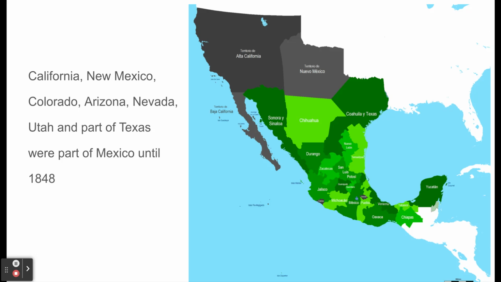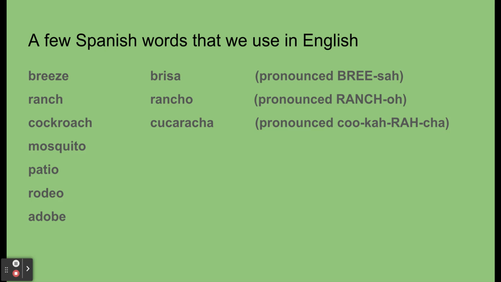California, New Mexico, Colorado, Arizona, Nevada, Utah, Texas, and New Mexico were part of Mexico until 1848. So all of that you see was Mexico, the Spanish-speaking world.